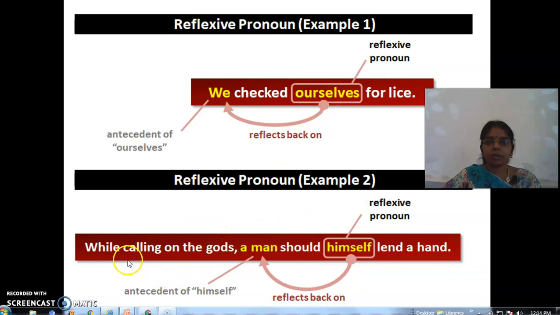Another example: while calling on the gods, a man should himself lend a hand. Himself is reflected back on a man, a noun. Right? This is the subject here. So, it is a reflexive pronoun. Can you understand reflexive pronoun, dear? Yes? We'll move to the next one.